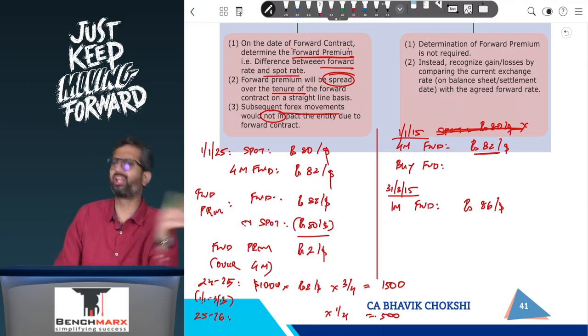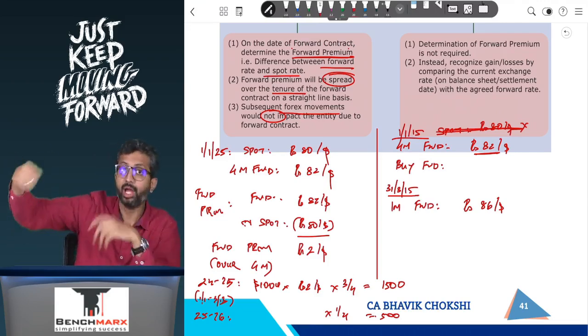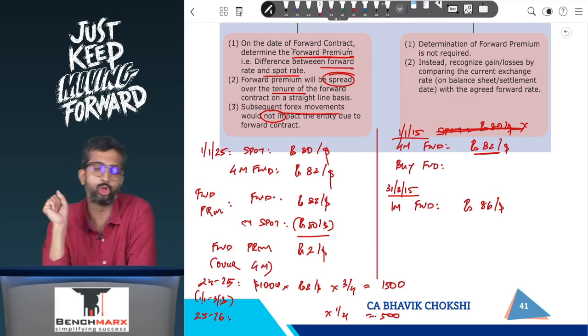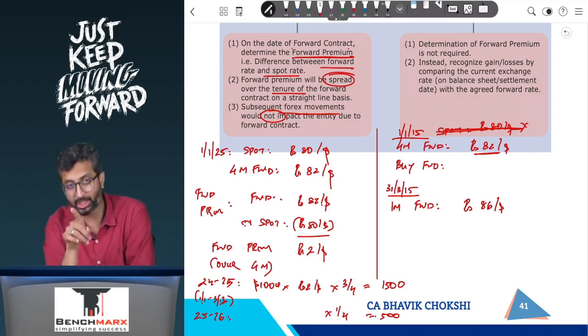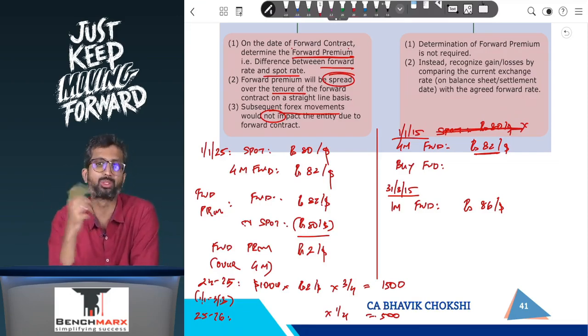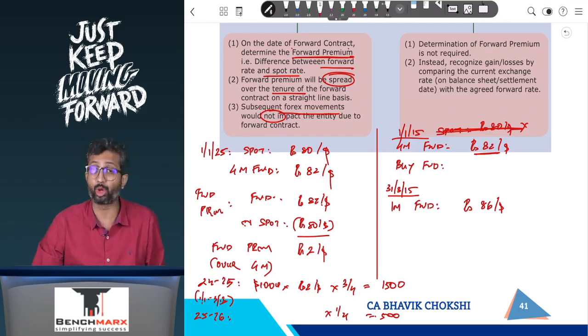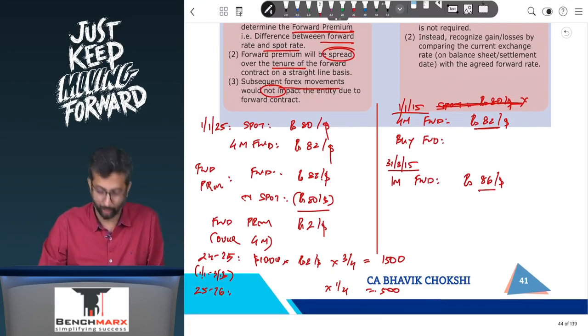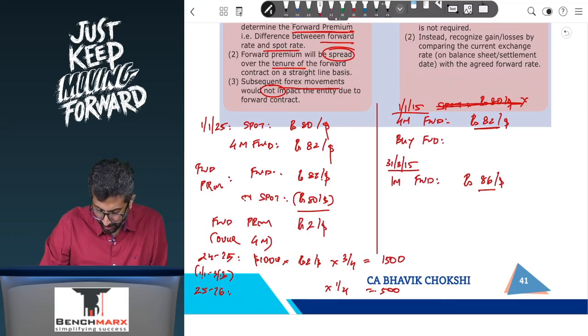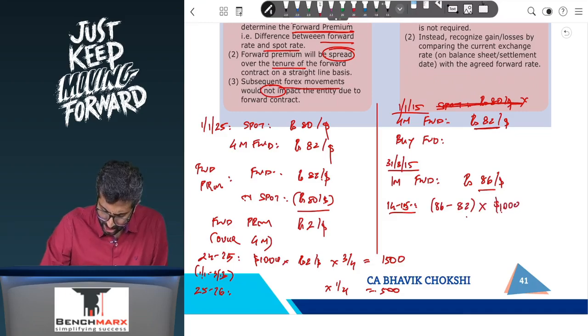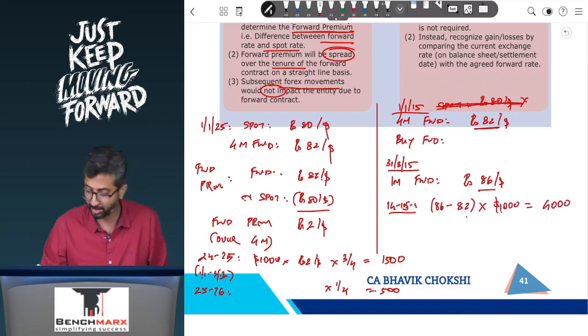On 31st March, you can decide to sell this off, transfer it to someone else. So when you transfer it to someone else, you will say this piece of paper will entitle you to buy the dollars at 82, which in the market 1 month later will be available at 86. And hence my piece of paper is worth 4 rupees. And that is your gain. Your entry on 31st March 2015 will be forward asset account debit to forward gain in the P&L account by directly comparing 86 with 82. So over the year, let's say 14-15 or 24-25, whatever it is, I will recognize 86 per dollar minus 82 per dollar into $1,000, and hence this will be a gain of 4,000 rupees, which will be taken in the P&L.